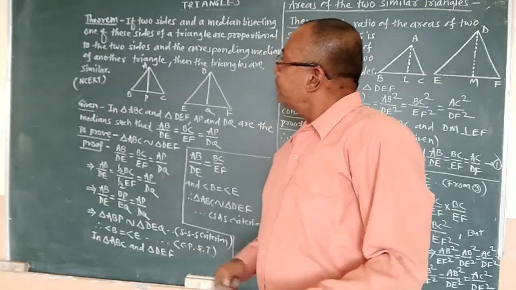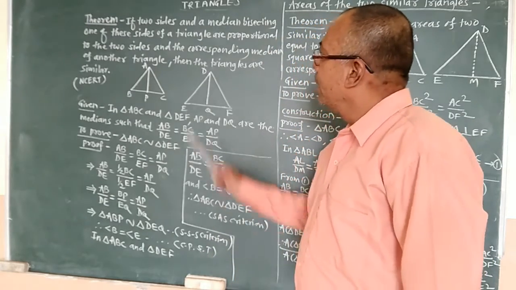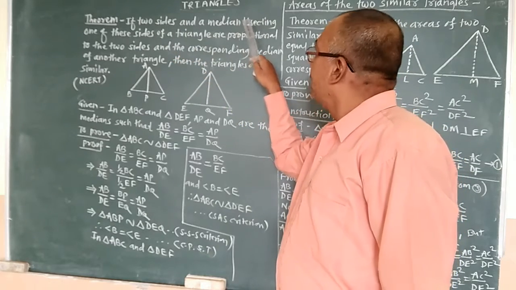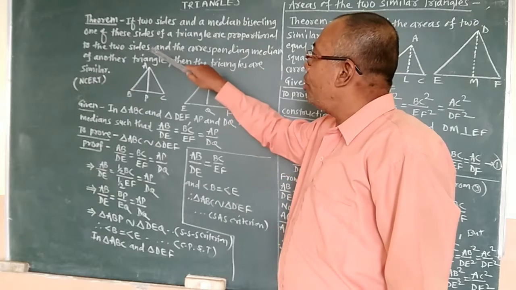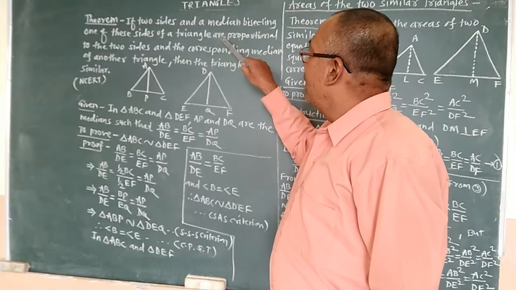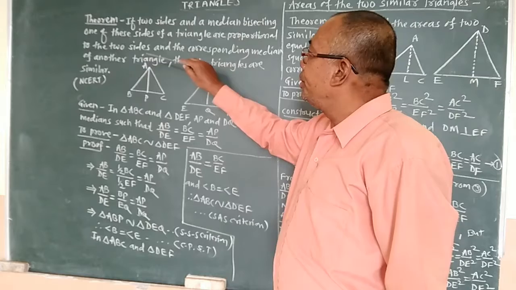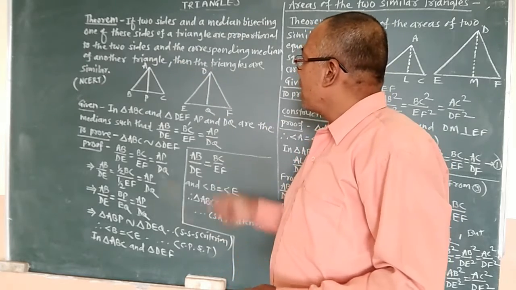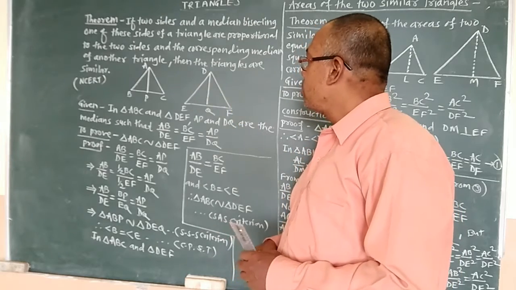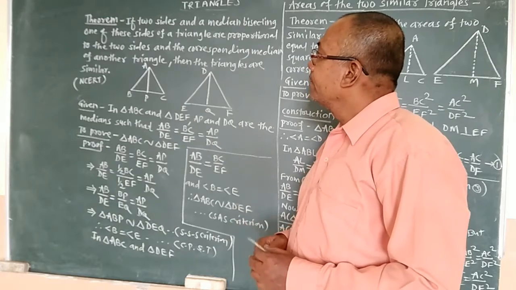Here there is one more theorem. That is, if two sides and a median bisecting one of these sides of a triangle are proportional to the two sides and the corresponding median of another triangle, then the triangles are similar.